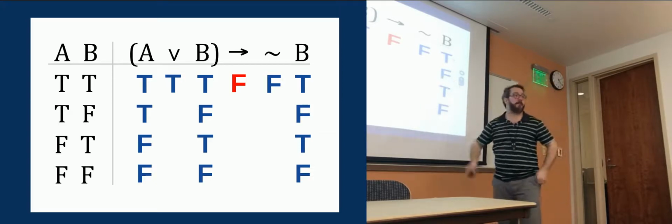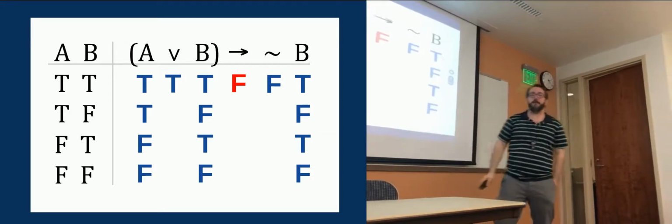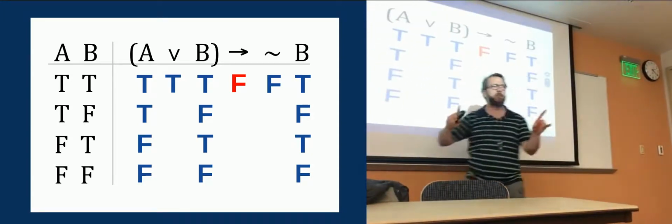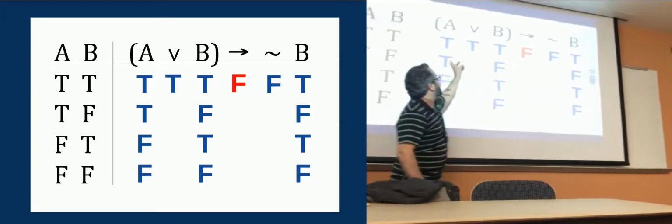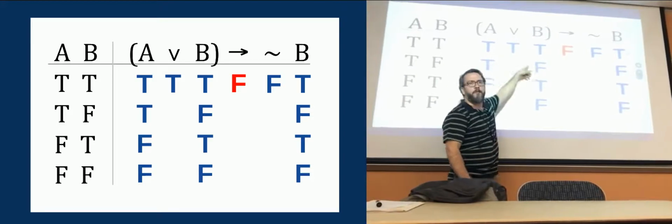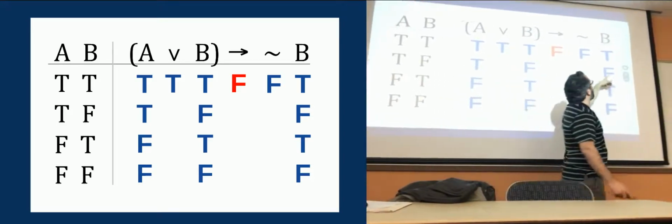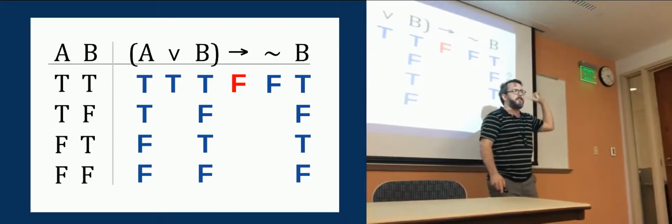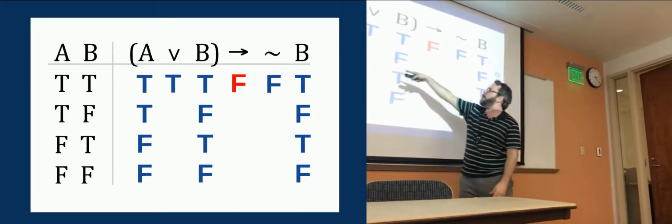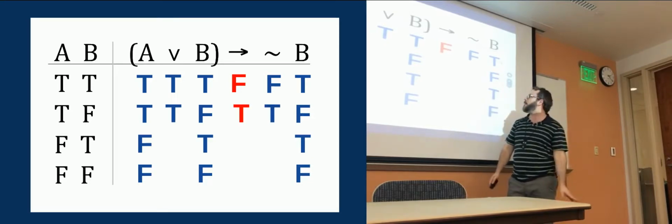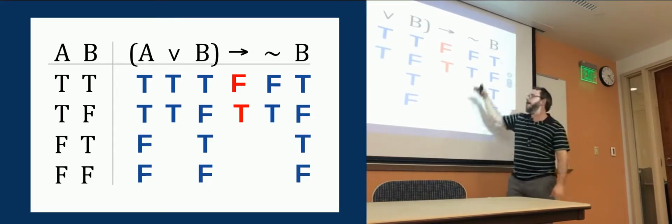What about the next line, where A is true and B is false? Whole statement's true? Let's see if we can figure this out. First, we want to maybe do the A or B. True or false is true. And then over here I have B is false, so not B is true. I have a conditional statement that says if a true thing, then a true thing. That's true. Yep.